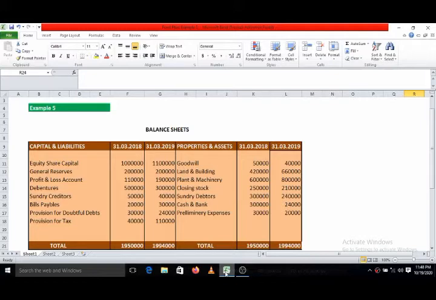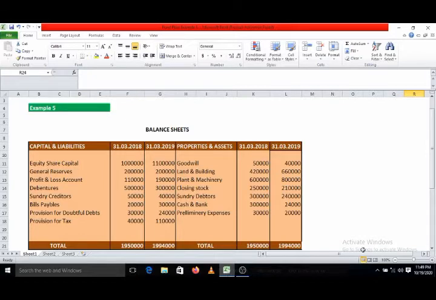Check out the liability side: equity share capital, general reserves, profit and loss account, debentures, sundry creditors, bills payables, provision for doubtful debts, provision for tax. On the asset side: goodwill, land and building, plant and machinery, closing stock, sundry debtors, cash and bank, and preliminary expenses.